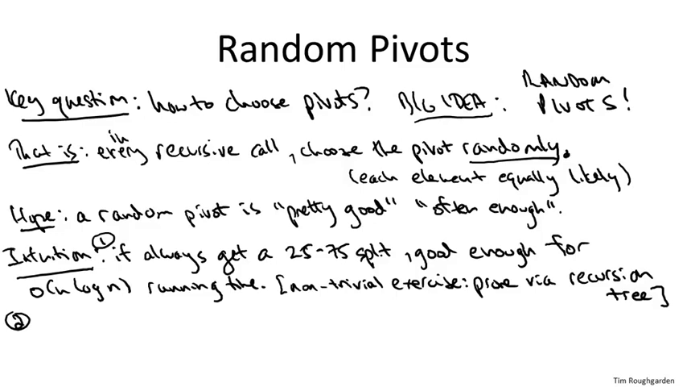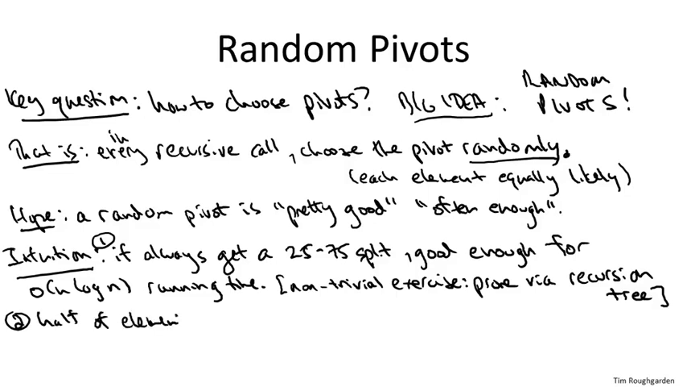Right? If we pick something that's at least 26, that means the left subproblem is going to have at least the elements 1 through 25. That'll have at least 25% of the elements. And if we pick something less than 75, then the right subproblem will have all of the elements 76 through 100 after we partition. So that'll also have at least 25% of the elements. So anything between 26 and 75 gives us a 75-25 split or better.